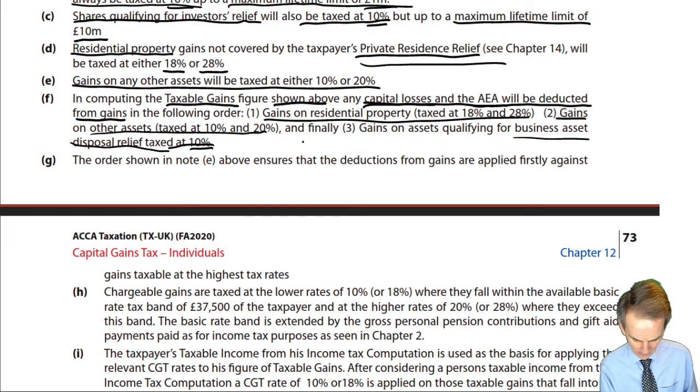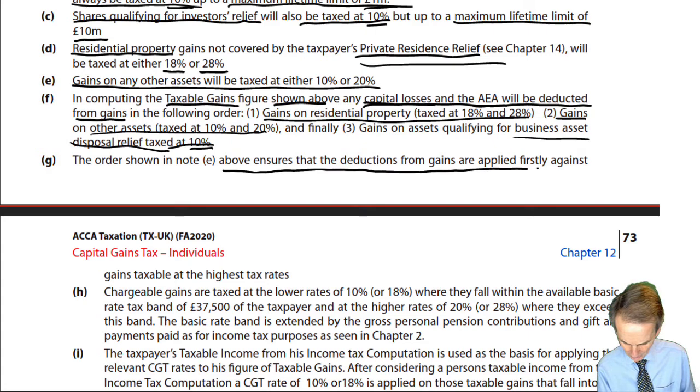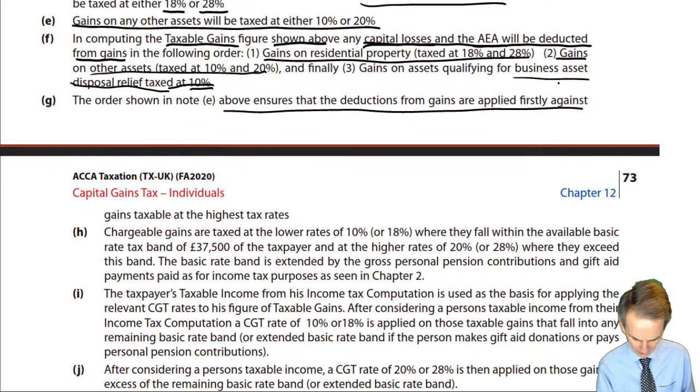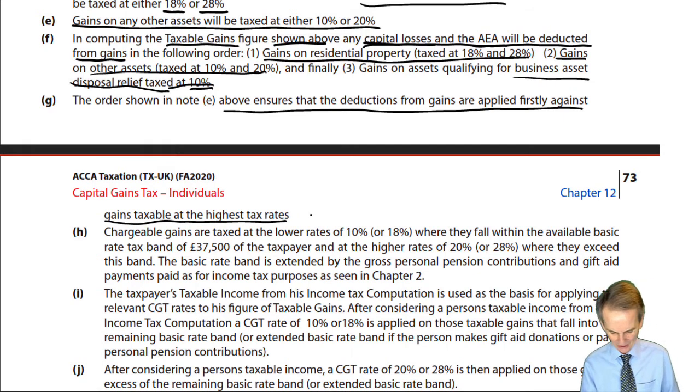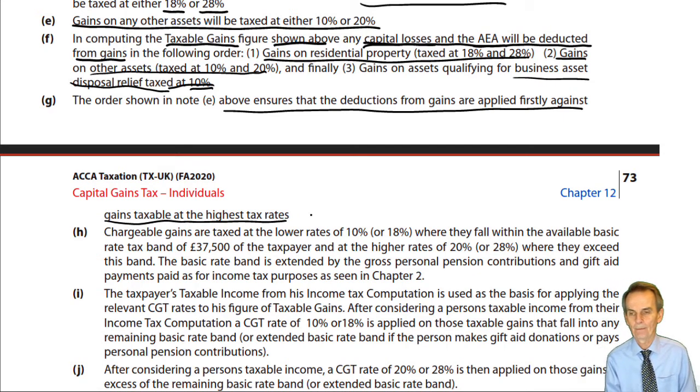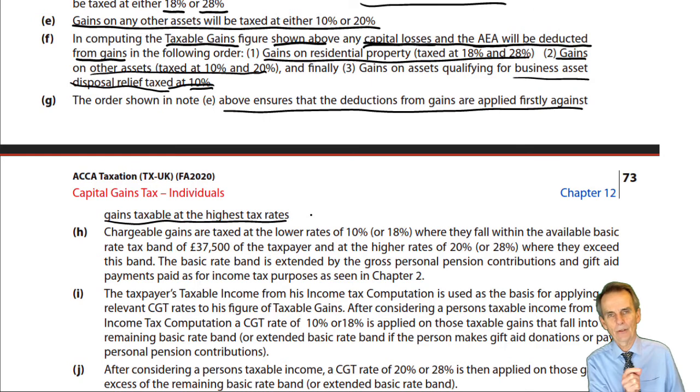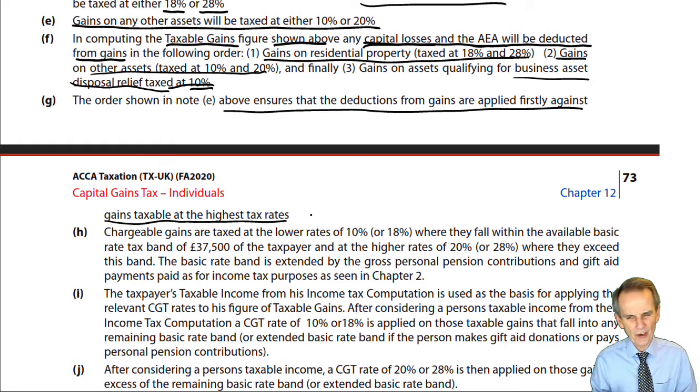The order shown there above ensures that the deductions from gains are applied, firstly, against gains taxable at the highest tax rates. Okay. But we still now have to confront this issue about, well, you've said on other assets it's 10% or 20%. On residential property it's 18 or 28. So why these double rates?